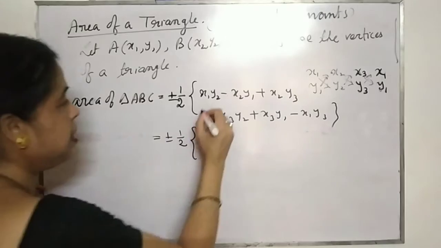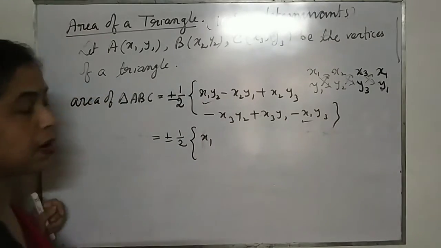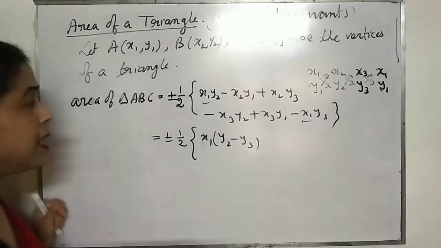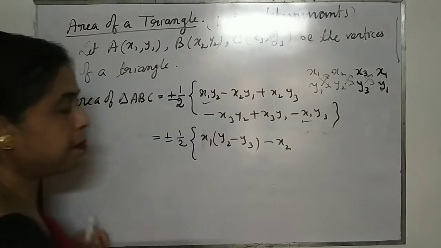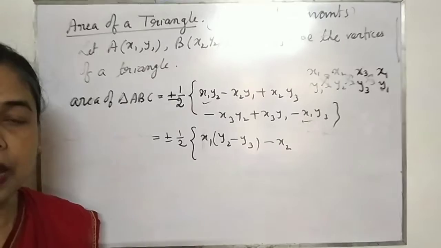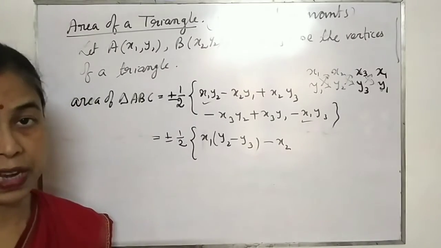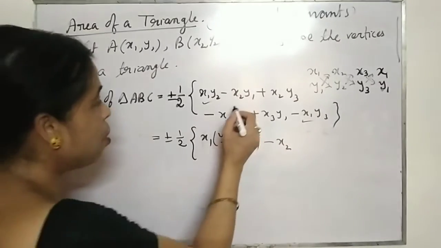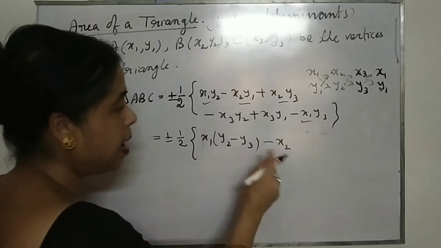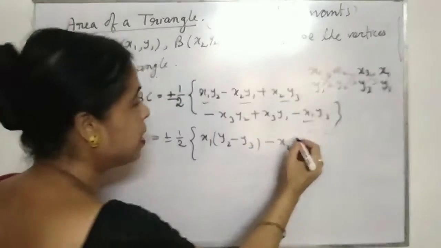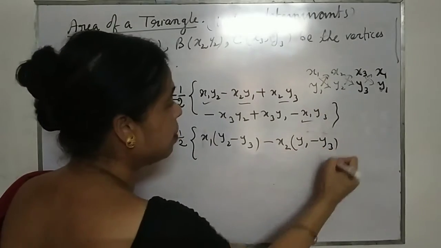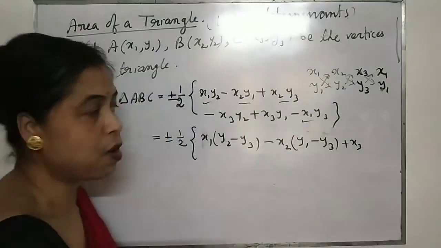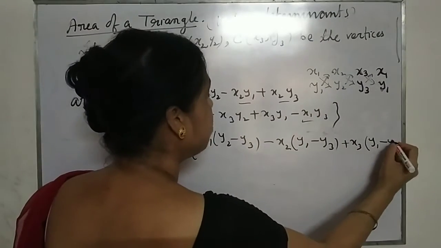Taking x1 common, there is another term containing x1, so it can be written as y2 minus y3. Then let me take x2 common with a negative sign, because our aim is to put it in the form of a determinant, and we know when we evaluate a determinant, the second expression comes negative. So I am taking this negative common. Taking x2 common, what is left here is y1 minus y3. Then from the remaining terms, take x3 common, and we will have y1 minus y2.